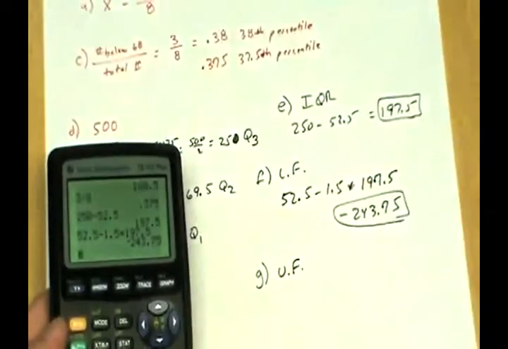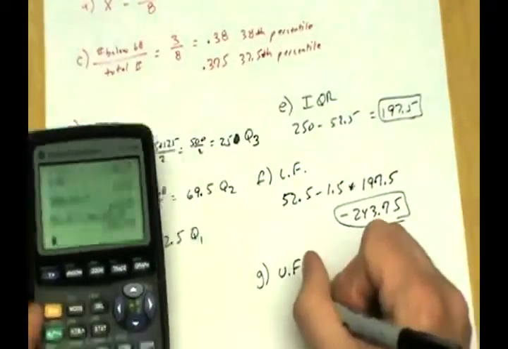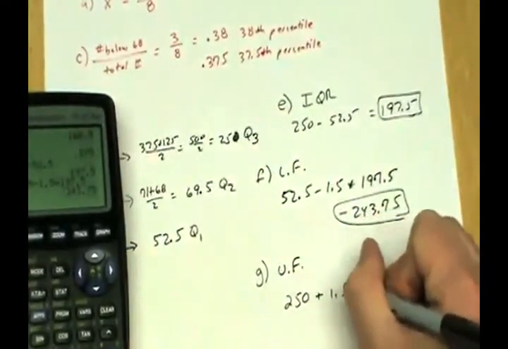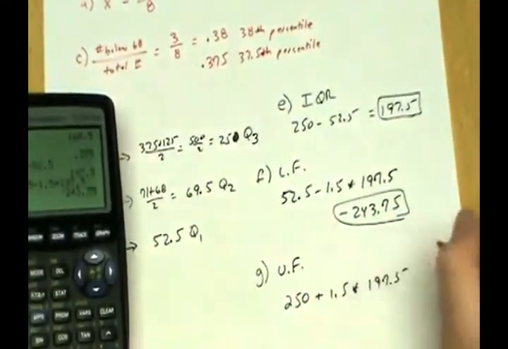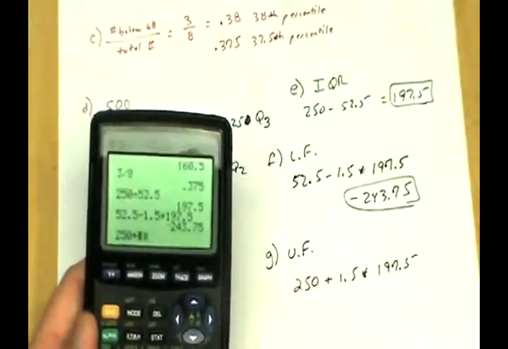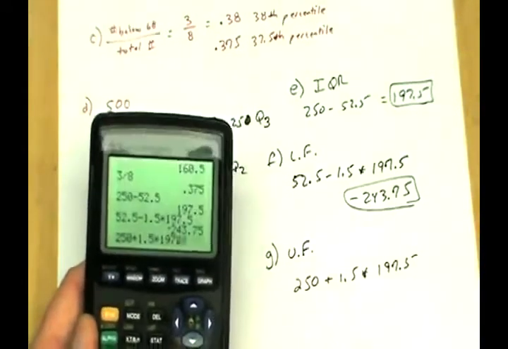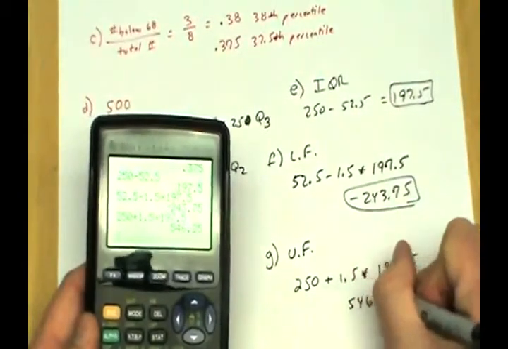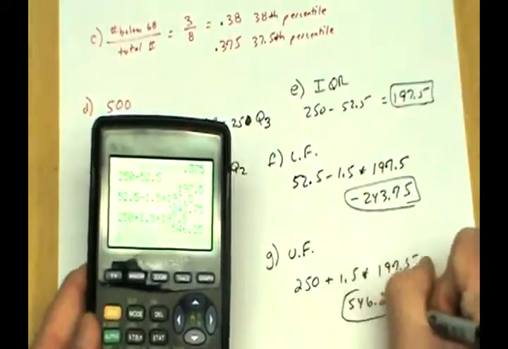All right, G, the upper fence, that's going to be Q3. So we're looking at 250 plus 1.5 times 197.5. So here we go. 250 plus 1.5 times 197.5. We're looking at 546.25 as our upper fence.